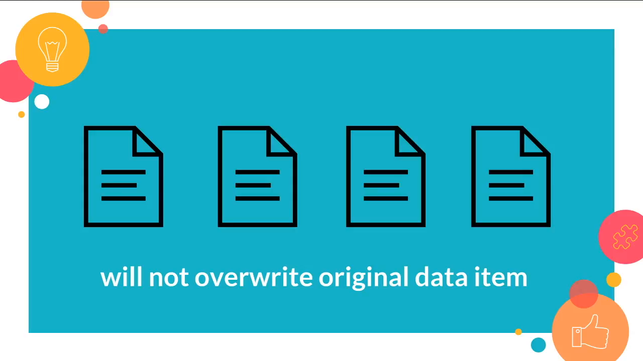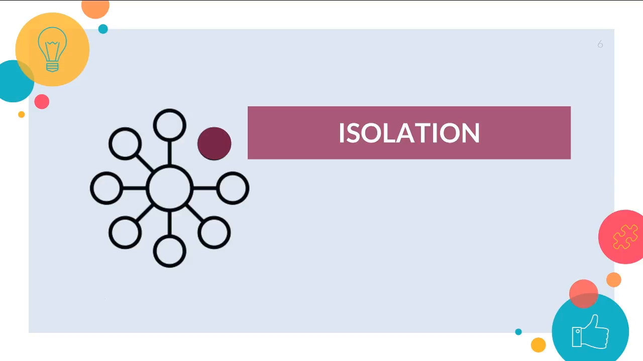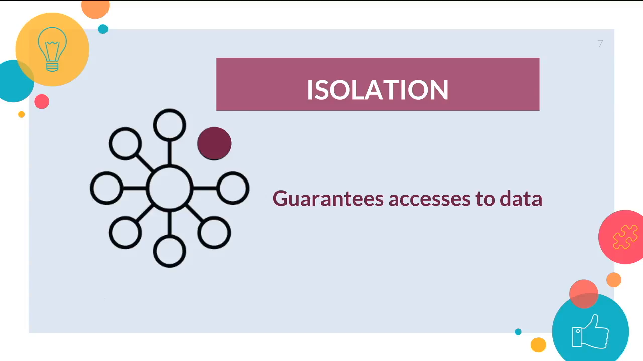This process will not overwrite the original data item with new data. However, it creates a newer version of the data item and multiple versions are stored. This can be achieved by its isolation property. Isolation provides guarantees in the accesses to data. It ensures all readers wait until the writer is done.